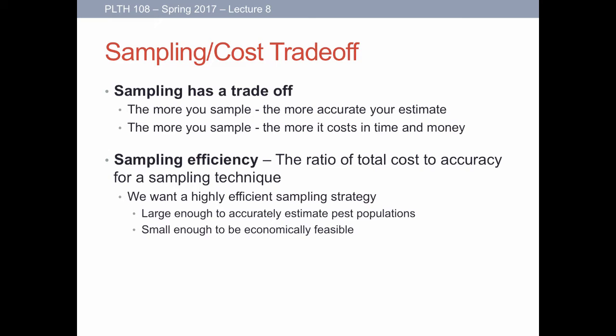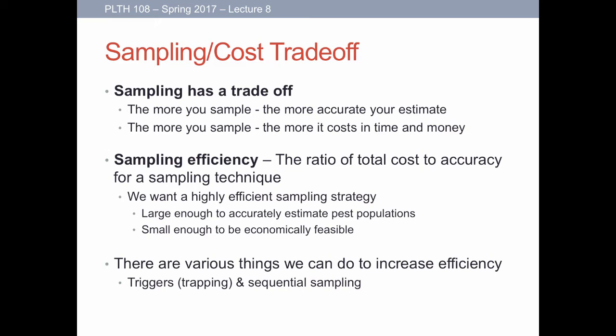We talked a bit about this idea of sampling efficiency, where it's essentially the ratio of the cost to the accuracy, and what we really want is an efficient strategy. One where we are sampling a large enough number of individuals that we can get an idea of what the population is without spending too much time or money so that it becomes economically unattainable or unsustainable. And then we talked about a couple of little tricks you can use to make your sampling more efficient, such as using traps in order to trigger monitoring, things like sequential sampling. So I've just got a few more of these techniques that we can use, and then we'll move on into the economic side of this.